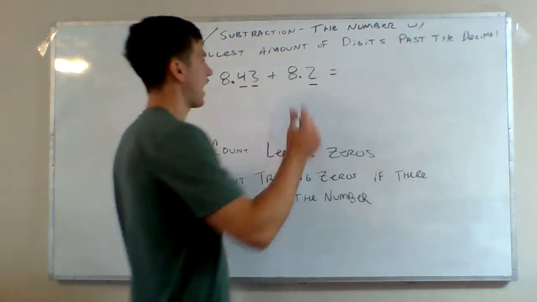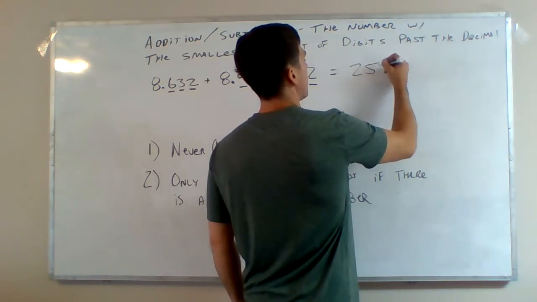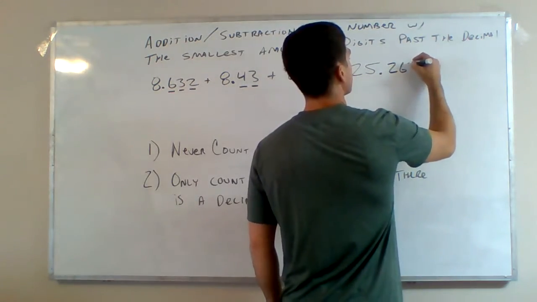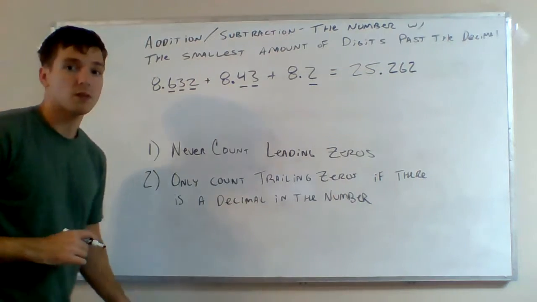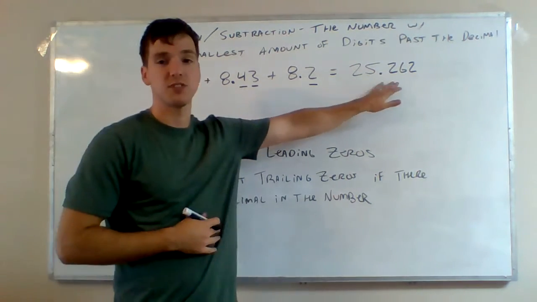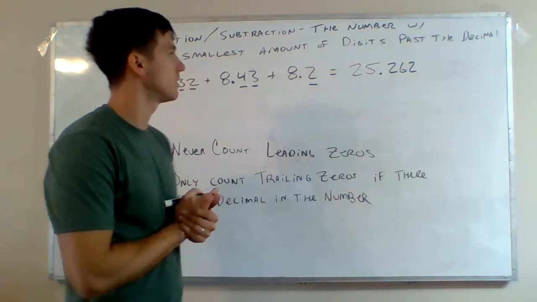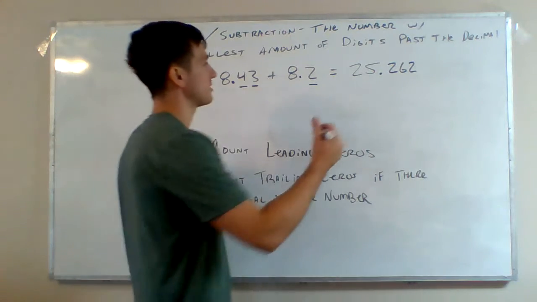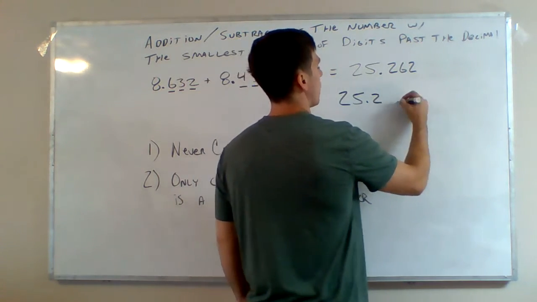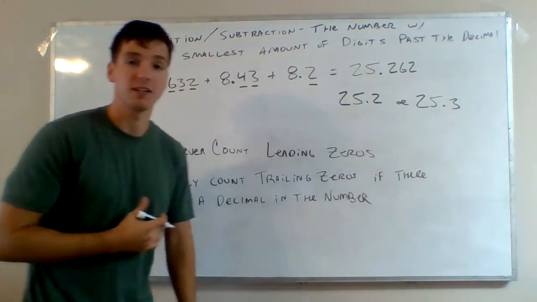So I add all these up in my calculator and it gives me this long drawn out answer of 25.262. Well, I gotta get closest to 25.262 with only one digit past the decimal. So the closest I could get to 25.262, my option is either gonna be 25.2 or 25.3. Well, which one is closest?